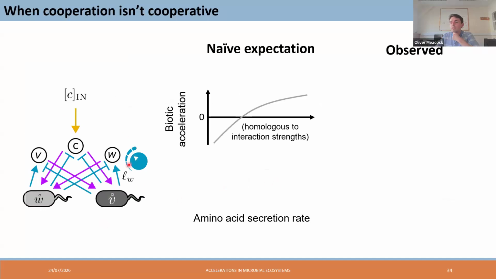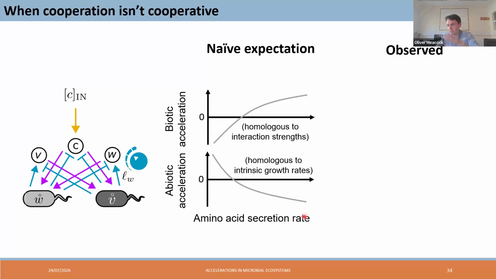So if you were thinking about this intuitively, you might think to yourself, okay, I'm increasing the secretion rate of, in this case, an amino acid. And we know that this population needs that amino acid. So I'm increasing the strength of the interaction mechanism. I'm increasing the cooperativity of that interaction mechanism. So I should expect the effective interaction strength to become more positive as a function of that secretion rate.